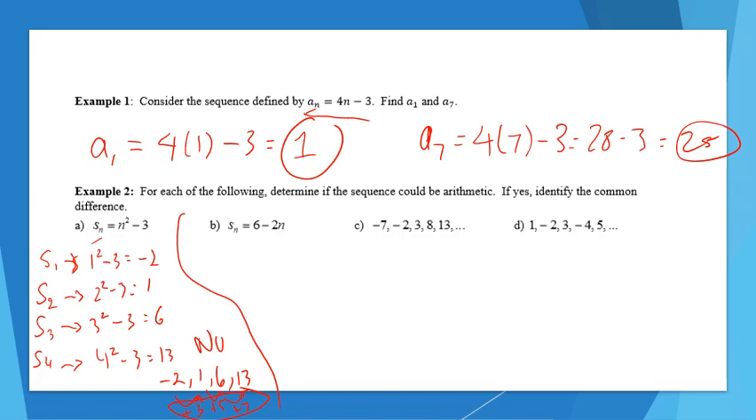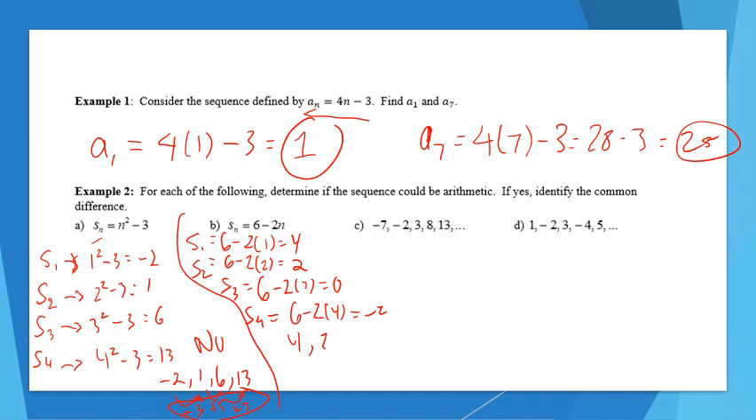If we take a look at the next one, let's just find the first 4 terms again. So S1, S2, S3, S4. S1 is 6 minus 2 times 1. This is 4. S2 is 6 minus 4, which is 2. S3 is 0. And S4 is negative 2. So here, this would be the first few terms of our sequence. In this case, our common difference is going to be a negative number because we are subtracting. So here this is yes, and then our common difference is negative 2 there.